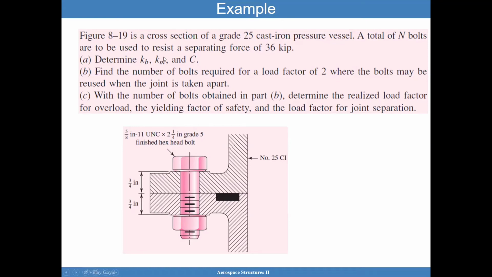So what we want to find is KB, KM, and C, and then find the number of bolts required for a load factor of 2 where the bolts may be reused and the joints may be taken apart. With the number of bolts obtained in part B, we want to find the load factor for overload, the yield factor of safety, and the load factor for joint separation.